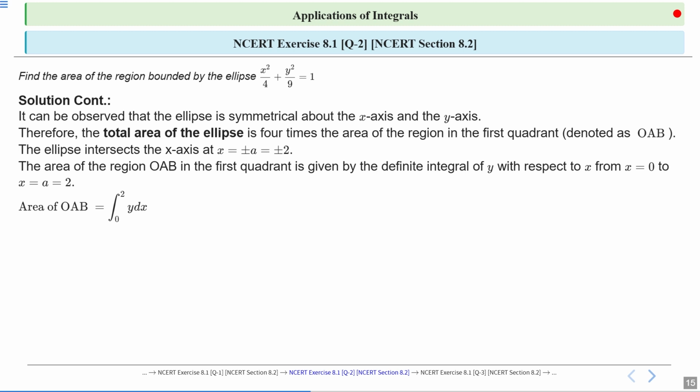So, we can also take the horizontal strip that is parallel to the x-axis, and in this case, to find the area of OAB, we have to find the value of the definite integral with the limits of y and x with respect to dy.